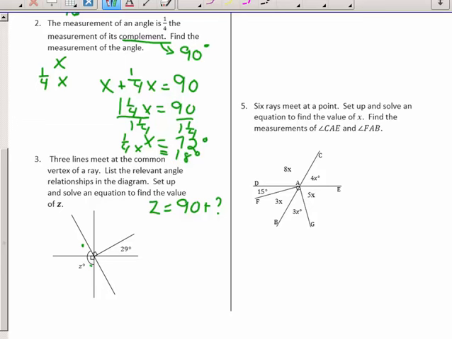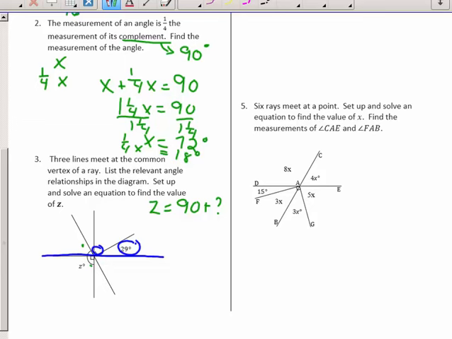So when I look at my picture, right, again, there's a lot of different things going on. I also know that we have this straight line right here. And this straight line is made up of the 29, it's made up of the 90, and it's made up of this missing angle that I need. So a straight line is 180 degrees. So I can use these two things to figure this out.